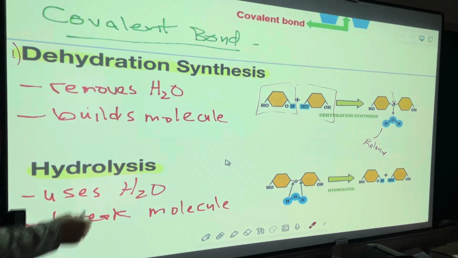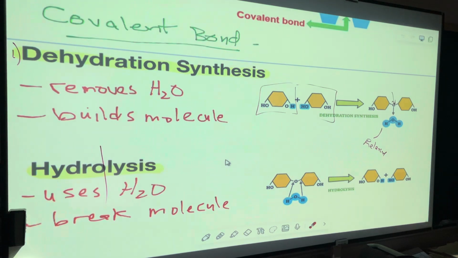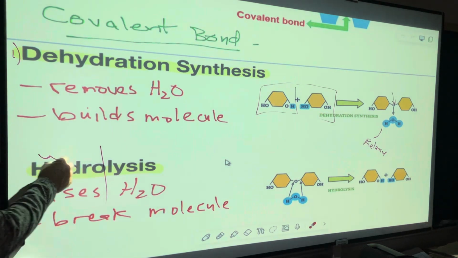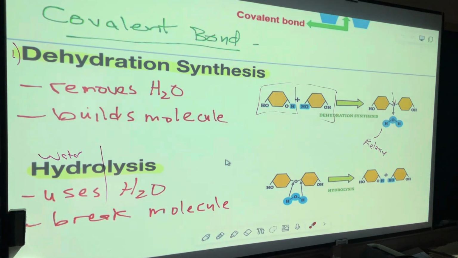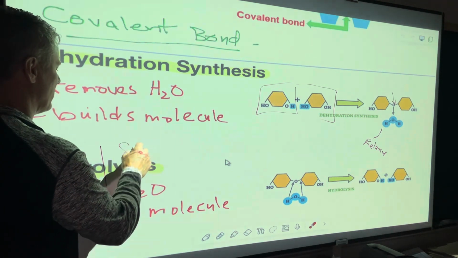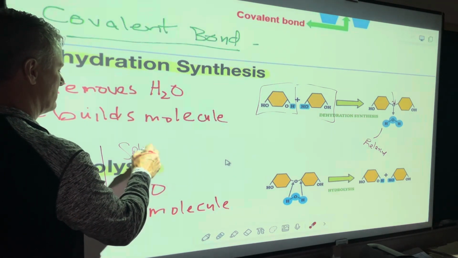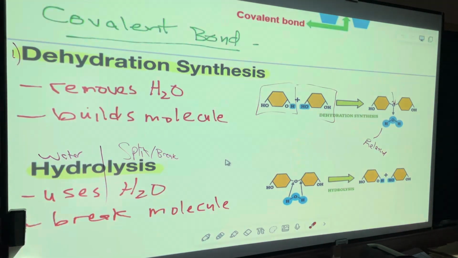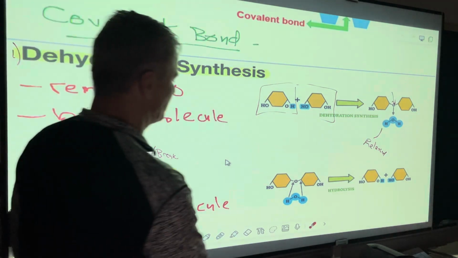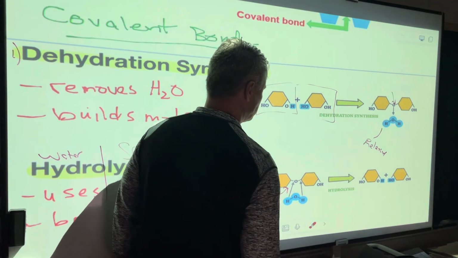Again, big word. What's hydro mean? Water. Anybody know what lysis means? It's not license. To break, split using water, break using water. Don't make it difficult. I'm teaching you the way I wish it would have been taught to me. Okay, and then you look, there's the picture. Look what they're doing. Adding water and breaking it.